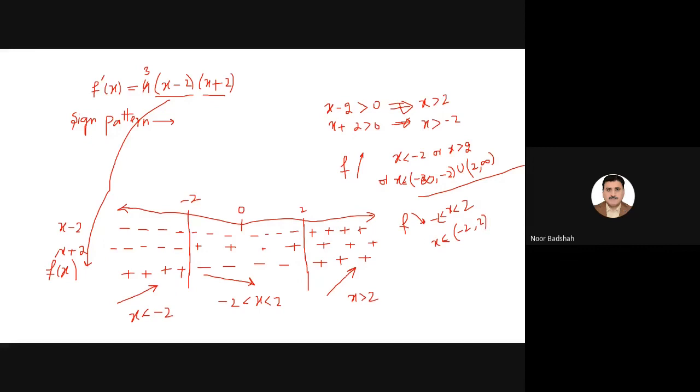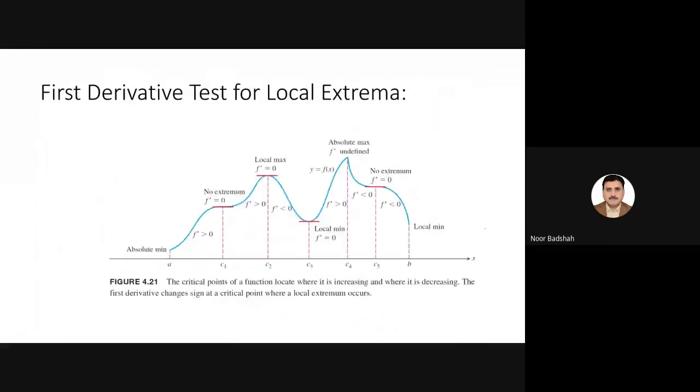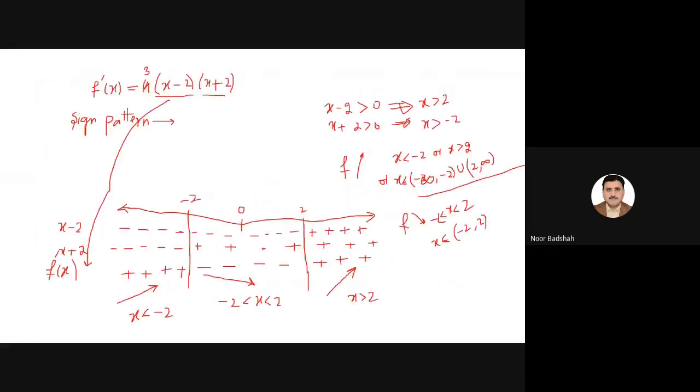That's why we have this thing in the previous slide, that f will be increasing and decreasing in this interval accordingly, where we can make some condition. I hope it's clear.